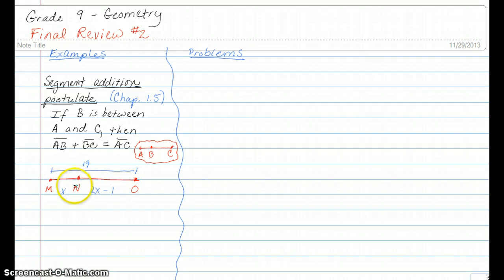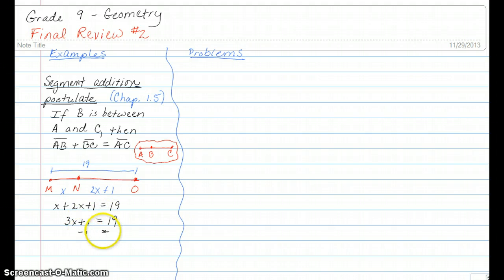We've got MN to NO. You know that MN is x, and you know that NO is 2x plus 1. So you would simply take x plus 2x plus 1, and that would equal 19. Then combining like terms, 1x and 2x is 3x, plus 1 equals 19.